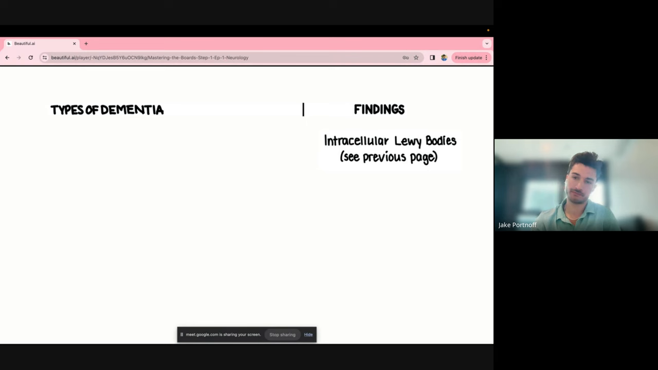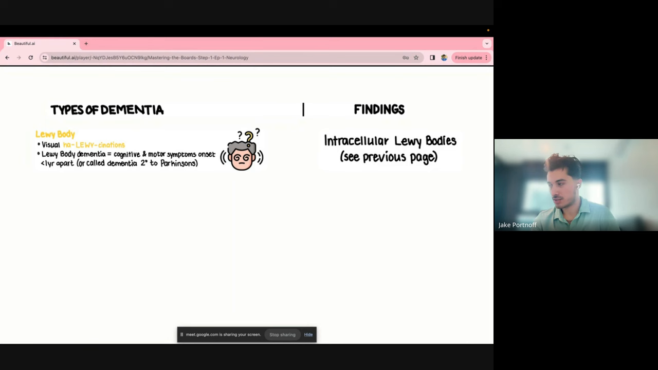Everyone? Yep. Lewy body dementia. Great. Very, very easy way to remember this. Remember hallucinations. You're going to get classic visual hallucinations with your onset of Parkinsonian motor symptoms, right? Less than a year apart.